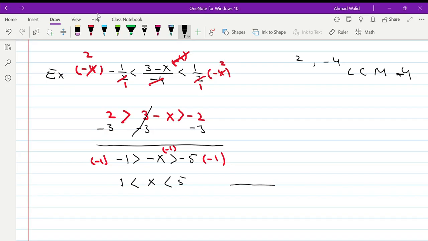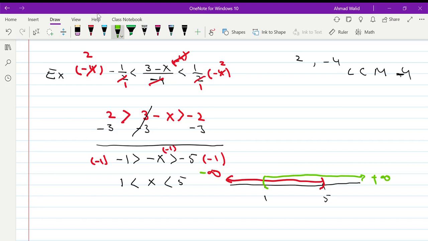Number line. 1, 5. Read the first one. x less than 5. Parenthesis, moving to the left to negative infinity. x greater than 1. Parenthesis, moving to the right to positive infinity. Shade the overlap area. That's your answer. Then parenthesis, 1, 5, parenthesis. Correct?